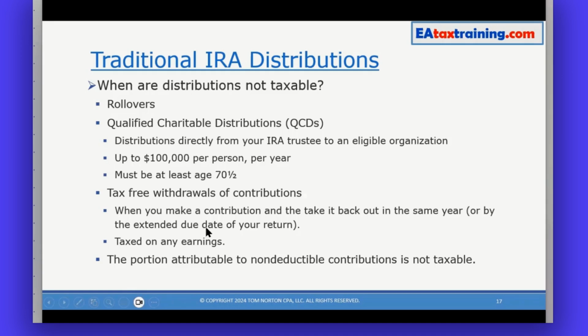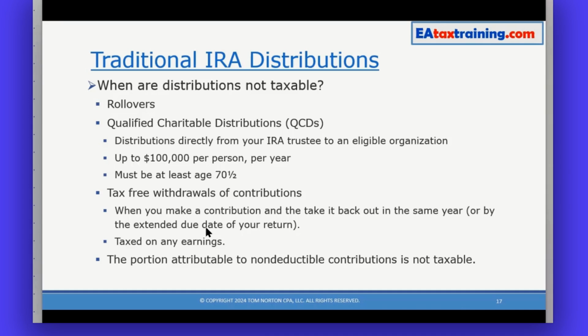If you make a contribution and you take it out in the same year or by the extended due date of your tax return, then you can just say to the IRS, hey, just kidding. I know I made a contribution earlier, but I figured out I really didn't want to do that. So as long as you take the money out by the due date of your tax return, then you can just ignore it and you do not have to worry about saying that you made a contribution and then that you took a distribution. The only exception is you do have to pay tax on any earnings.